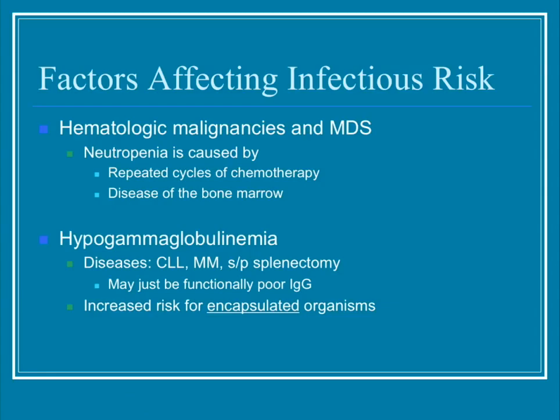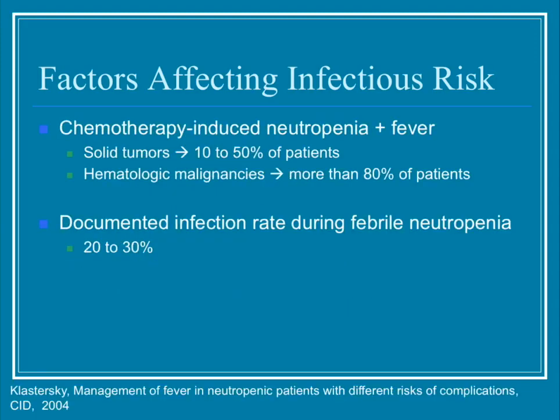And then also kind of reminding ourselves, why are we even talking about infectious risk? These patients have traditionally had repeated cycles of chemo. They have disease of the bone marrow leading to neutropenia. Some of them might have low immunoglobulin levels leading already to increased risk for encapsulated organisms. Whereas solid tumors only have 10 to 50% risk for neutropenic fever, heme patients are definitely more than 80% of the patients, and unfortunately only 30% of our febrile patients actually have a documented infection. Doesn't mean it's not there, it just means we can't prove it.